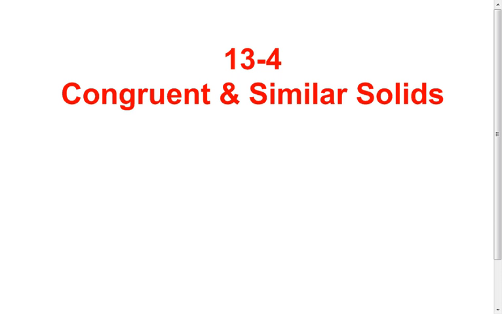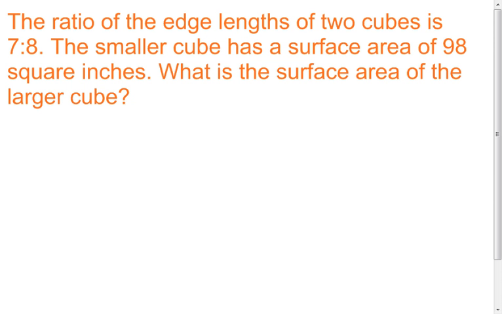In this video, I'm going to look at different examples comparing similar solids and their surface areas, their volumes, and their scale factors or length ratios. So in the first one, notice it's giving us the ratio of the edge lengths of two cubes, and that's 7 to 8. It's going to be an important number to remember.